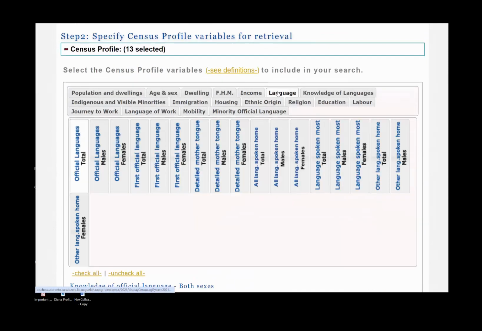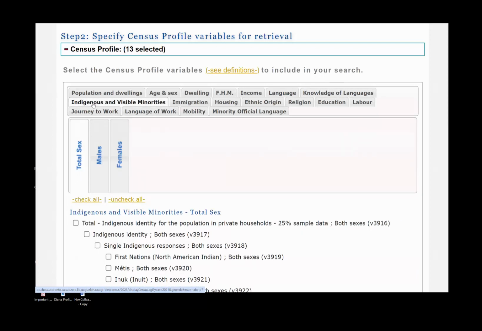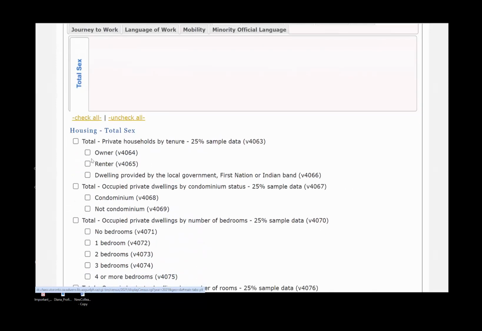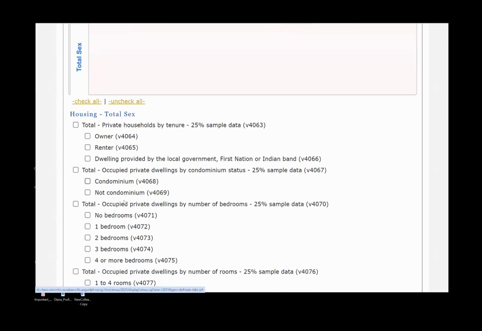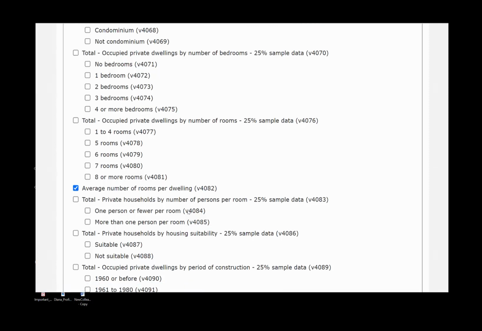You can look at languages spoken at home, at work, knowledge of different languages, minorities, immigration status, housing conditions, whether they are owners, renters, or other types, are they condominium or not, and the size, number of rooms. Notice that number of rooms is not number of bedrooms. Number of rooms would include bathrooms, dining rooms, family rooms, so on and so forth. You can look at average number of rooms per dwelling within the neighborhood.